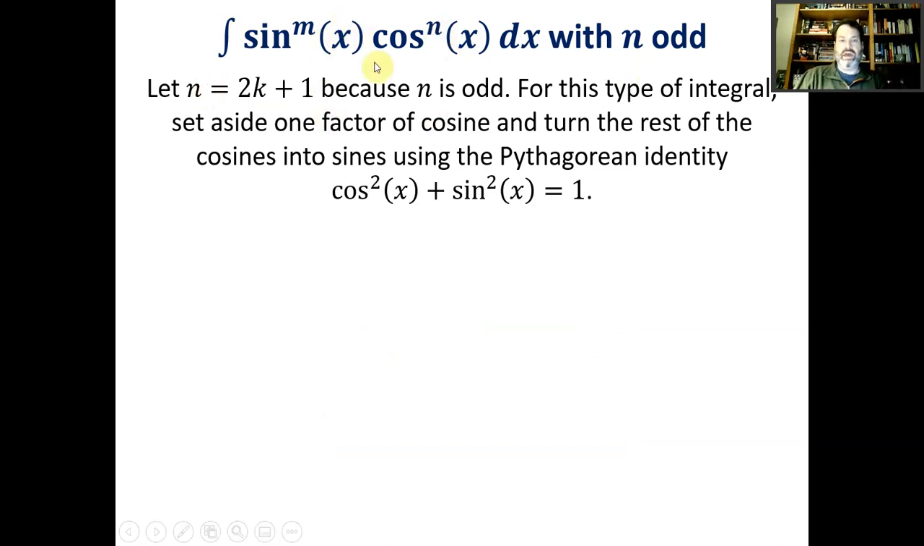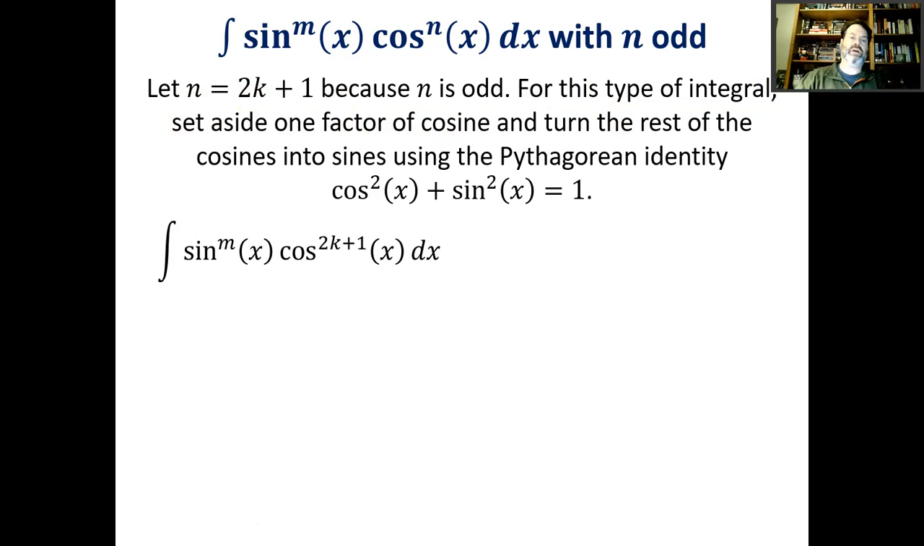So here we're saying n is odd. It doesn't matter what sine is. This still works even if sine happens to be odd as well. All we're looking at is the cosine term. If this is an odd number, then we just let n equal 2k plus 1. And then for this, we set aside one factor of cosine and turn the rest of the cosines into sines using the Pythagorean identity.